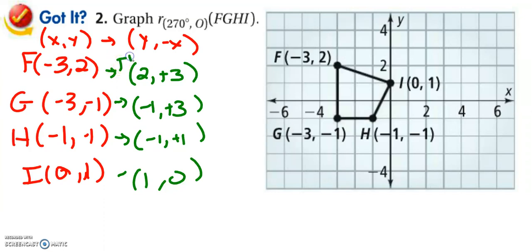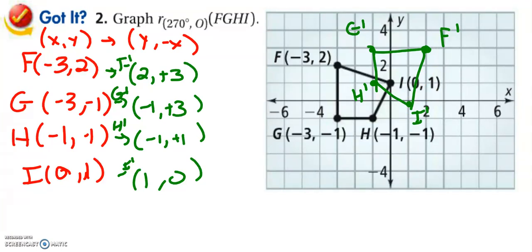So F prime is at (2, 3). G prime is at (negative 1, positive 3). H prime is at (negative 1, 1). And I prime is at (1, 0). And then we connect them.